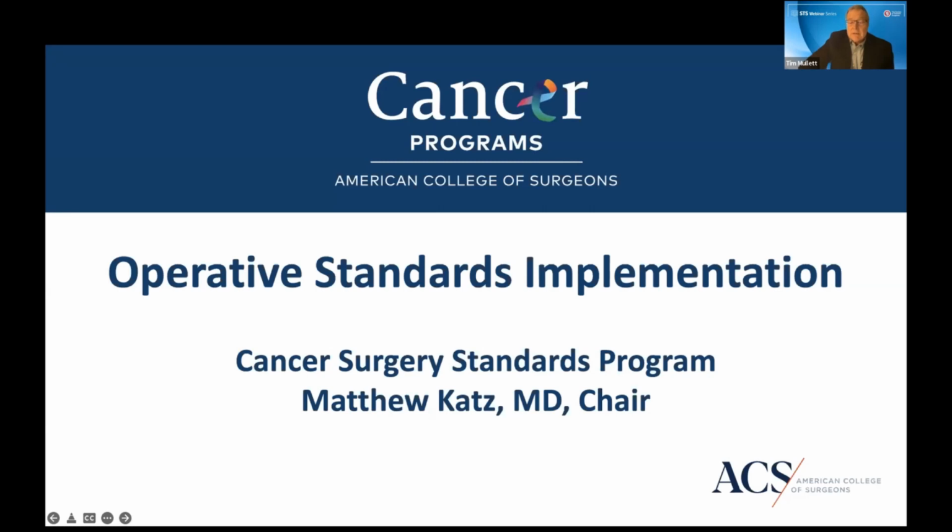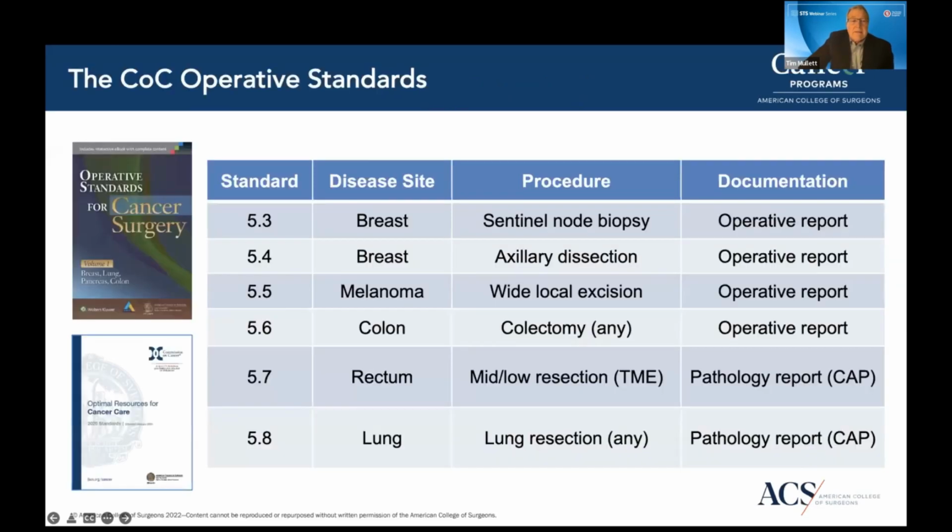These operative standards implementation was really something that came forward from the Cancer Research Program and ultimately developed into the Cancer Surgical Standards Program, and the chair is Dr. Matt Katz. This is a chart that shows the 6 operative standards that are currently active, 5.3 through 5.8. 5.3 through 5.6 are the standards that are going to be measured by the operative report. That is the synoptic operative report, which will be described in other venues and is not related to the lung resections that we'll be talking about today.